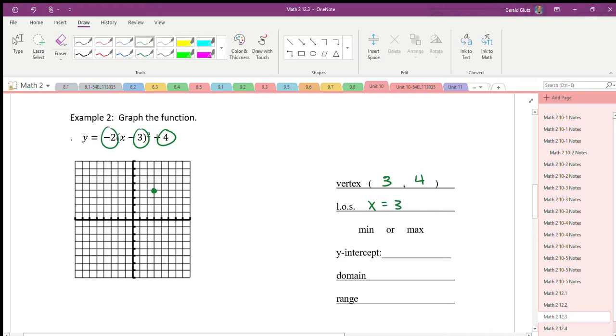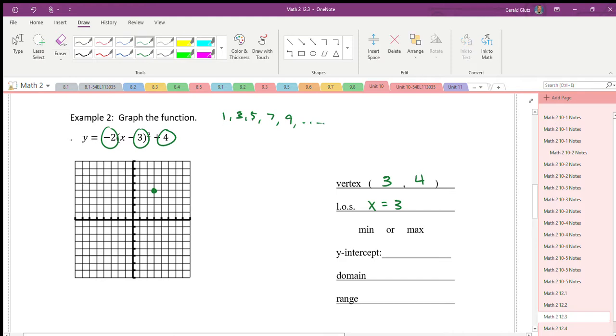Here's the a value, so that's the important one. That tells me whether it opens down or it opens up. So hopefully you recognize that since a is negative, it's going to open down. To graph this, I always like to use the pattern. Again, you don't have to, you can make tables if you want, but this is the way I like to do it.